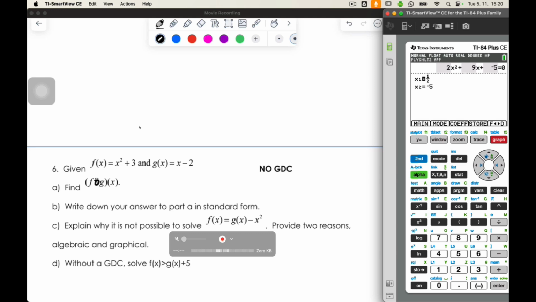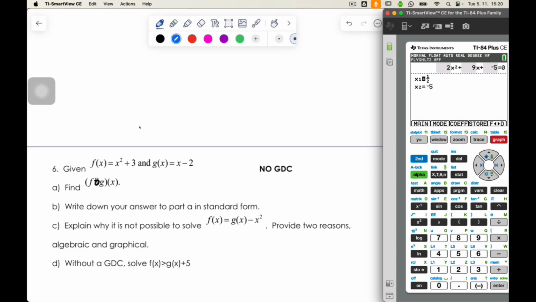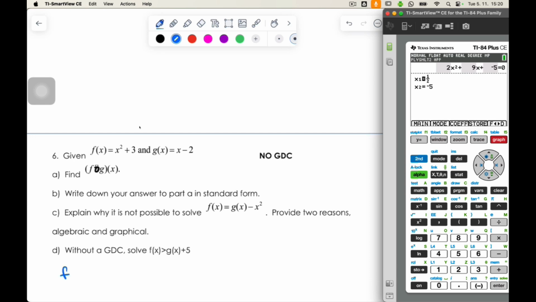Okay, so here we are. We have another question here. Let's find f of g of x. Well, if I'm going to find f of g of x, I know g is x minus 2.